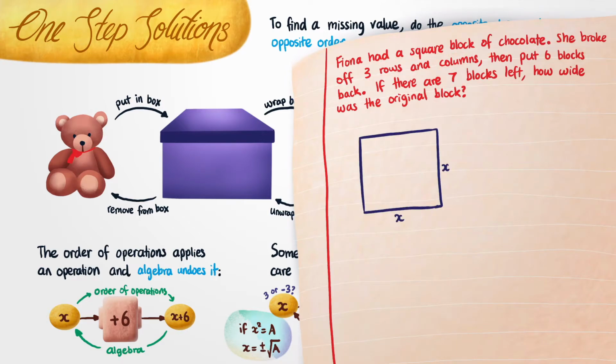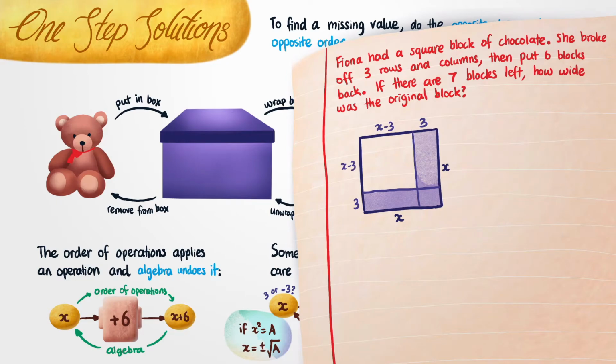Now suppose Fiona started off with a block of chocolate that was x blocks wide and x blocks tall. Well, we were told that she snapped off exactly 3 blocks from the rows and from the columns. Now if she started with x blocks and then she took away 3, then she's got whatever she had minus 3, or x minus 3 blocks by x minus 3 blocks.